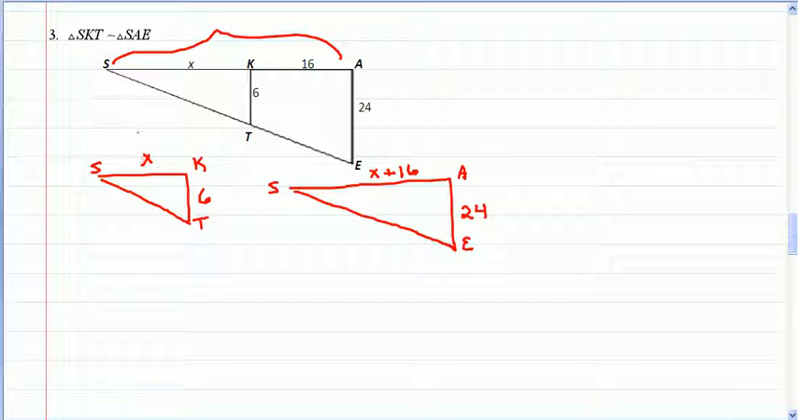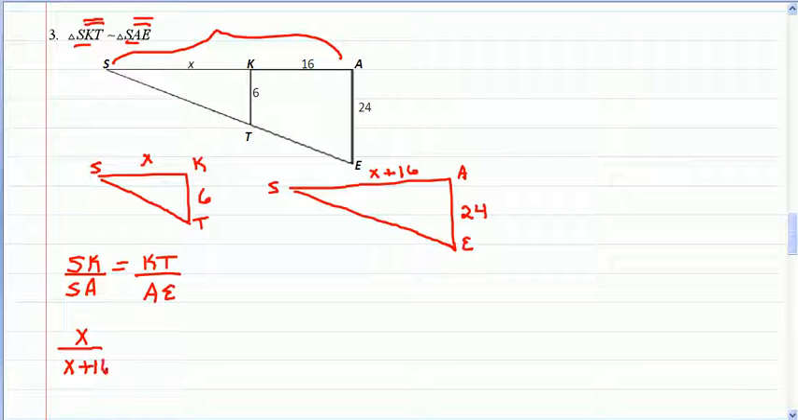And now if I look at my triangle, I have side SK and SA. So my proportion will start out as SK over SA. And then I have KT. KT are the last two letters. AE are the last two letters. And now I just fill in the numbers. So SK is X. SA is X plus 16. KT is 6. And AE is 24.